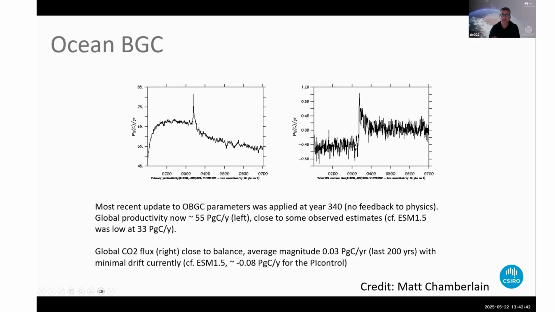There is some boreal, and we're just losing carbon there. Switching that off gives us a net carbon flux that equilibrates nicely around 0, and just taking the average over the last 200 years, we get about 0.03 petagrams of carbon per year, which is really small. In comparison to ESM 1.5, it's less than half of what we had in ESM 1.5, and in ESM 1.5 we were already pretty happy with that value.